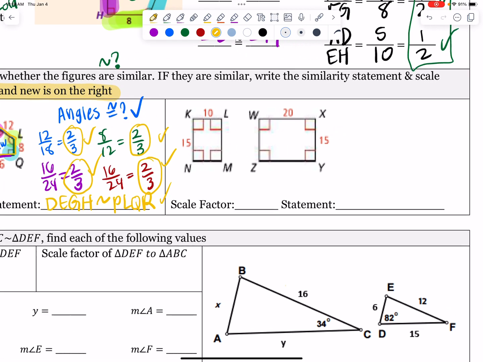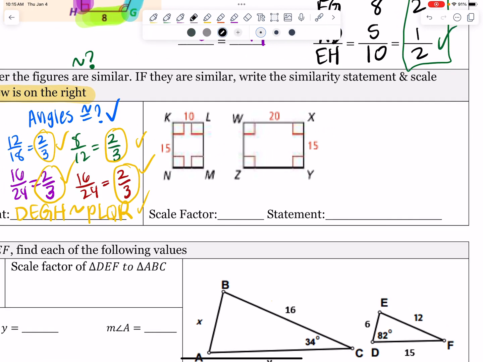All right. This next one is a little bit tricky because they're not facing the same way like on my last one. And so the first thing I want you to do is recognize that these are both rectangles. And because it's a rectangle and not a square, the length and the width are different. And so on this shape, 10 is the smaller piece and 15 is the larger piece. So I'm going to color code that.